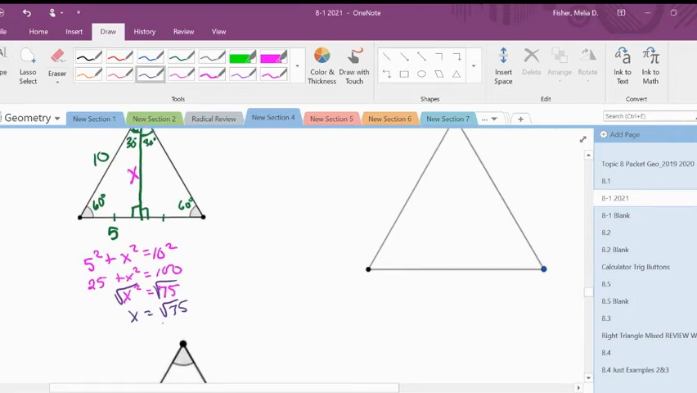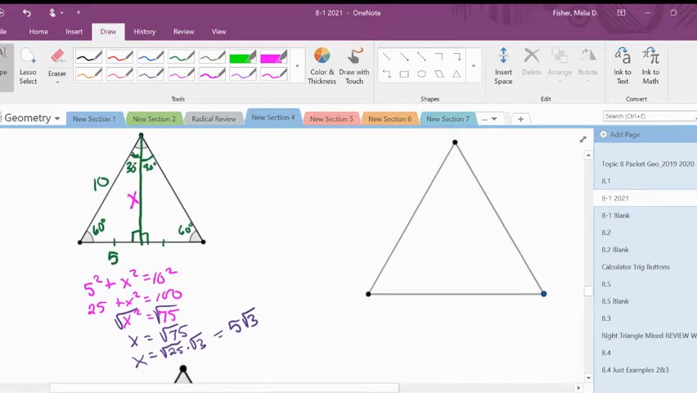And that breaks down into the square root of 25 times the square root of 3. And the square root of 25 is 5, so that's 5 square root 3. So that length right there is 5 square root 3. So how are they related? This 5, if I double it, I get 10. And if I multiply it times the square root of 3, I get x. Let's see if that works again on the next triangle.